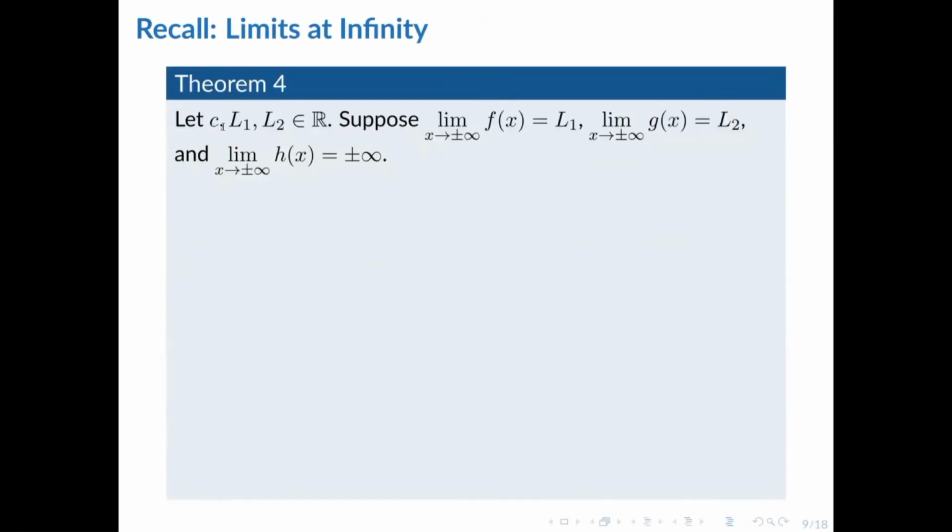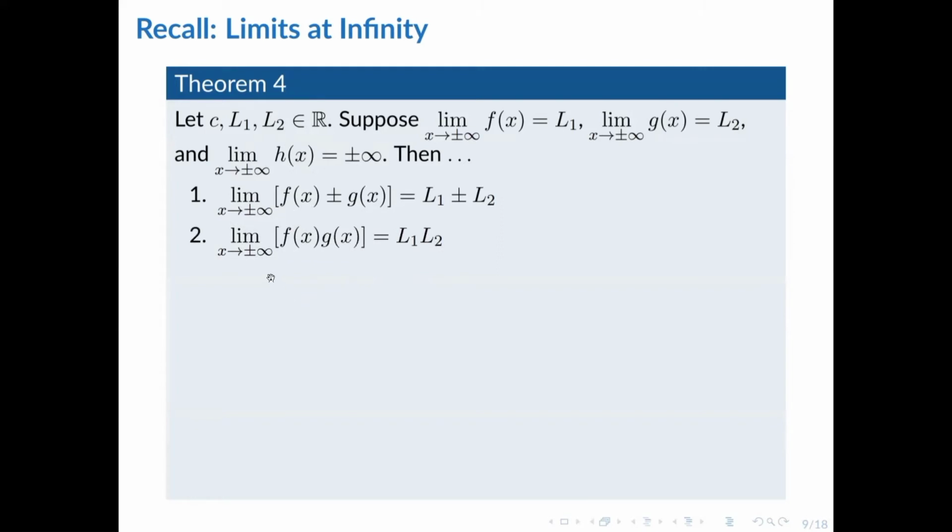So for the fourth theorem, let L1 and L2 be elements of the real numbers. Suppose the limit of f of x as x approaches positive or negative infinity is equal to L1, and the limit of g of x as x approaches positive or negative infinity is equal to L2, and the limit of a third function h of x as x approaches positive or negative infinity is equal to positive or negative infinity. Then the limit of the sum or difference of f of x and g of x as x approaches positive or negative infinity is equal to the sum or difference of the individual limits L1 and L2.